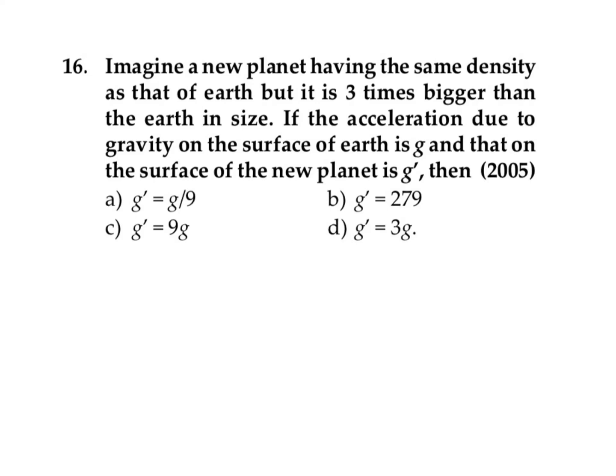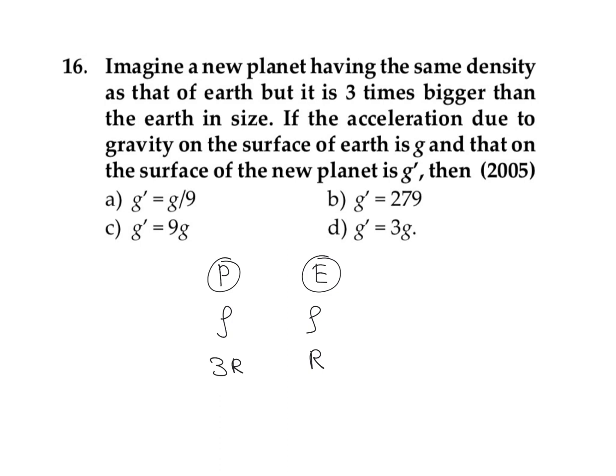Imagine a new planet having the same density as that of Earth, but it is 3 times bigger than the Earth size. So we are considering a planet and Earth. The new planet has the same density as that of Earth, but 3 times the size of Earth. So if we take the radius of Earth as r, then its radius is 3r.